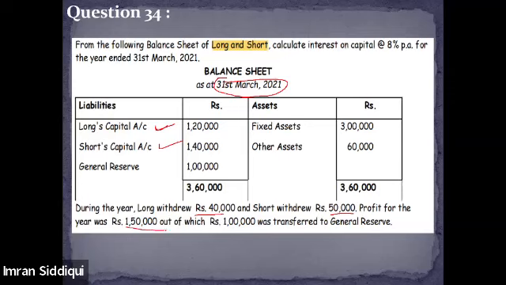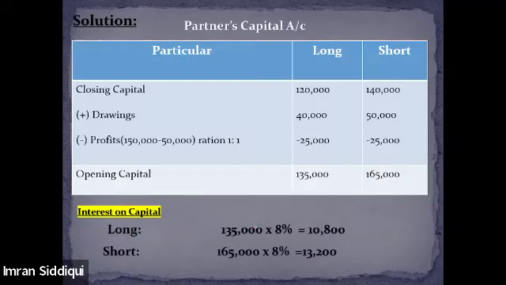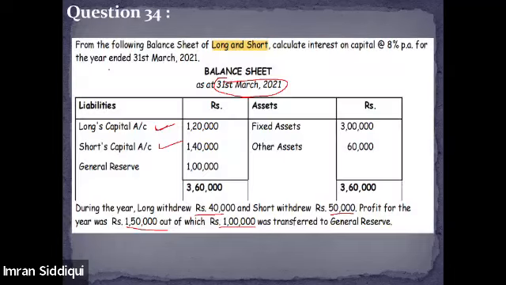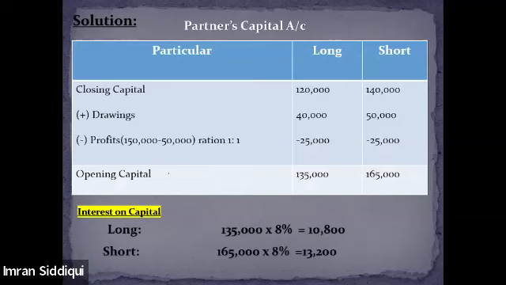Profit is also there, out of which 1 lakh has been transferred to the general reserve. So what we need to do, we'll simply add the amount of drawing and subtract the amount of profit. See, since out of profit, 1 lakh has already been transferred to reserve, that means only a part must have been distributed among the partners. Out of 1,50,000, 1,00,000 has already been transferred to reserve. Then how much must have been distributed among the partners? 50,000. So only 50,000 can be deducted at the time of calculating the capital. Is that right? Yes, sir.